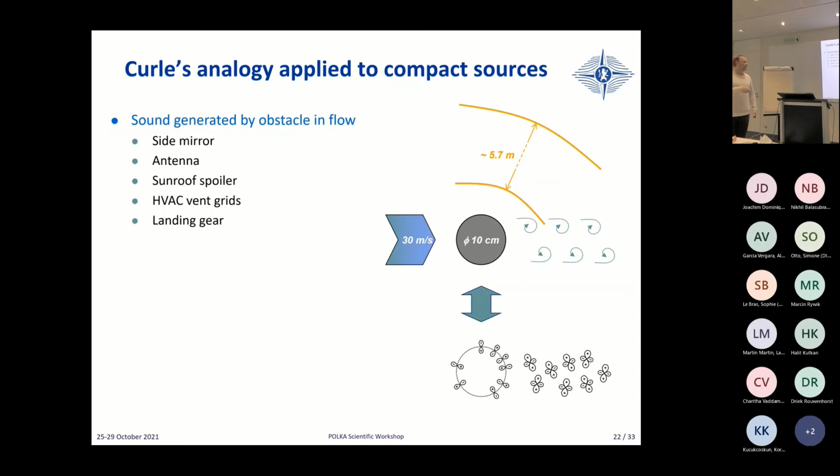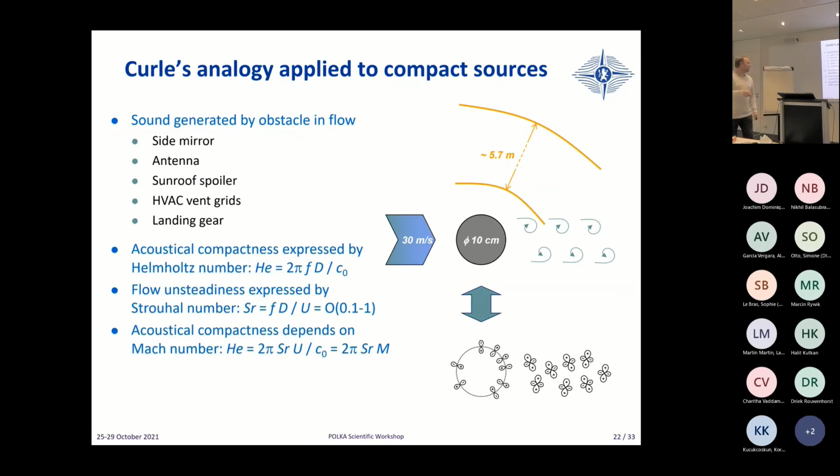Okay, so it means that for any case of a compact obstacle within a flow, you work out that your compactness is given by the Helmholtz number, which is like the diameter divided by the acoustical wavelength. And if you factor in the fact that the Strouhal number, fD over U, is typically of order 0.1 to 1. That's the order of magnitude for an obstacle in a flow.